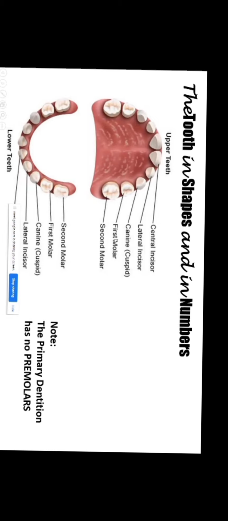After the canine, they're called first molar instead of first premolar because they look like a molar, a permanent molar. Okay. And yes, Fatima is right, the first permanent molar erupts when you reach 6 years old.